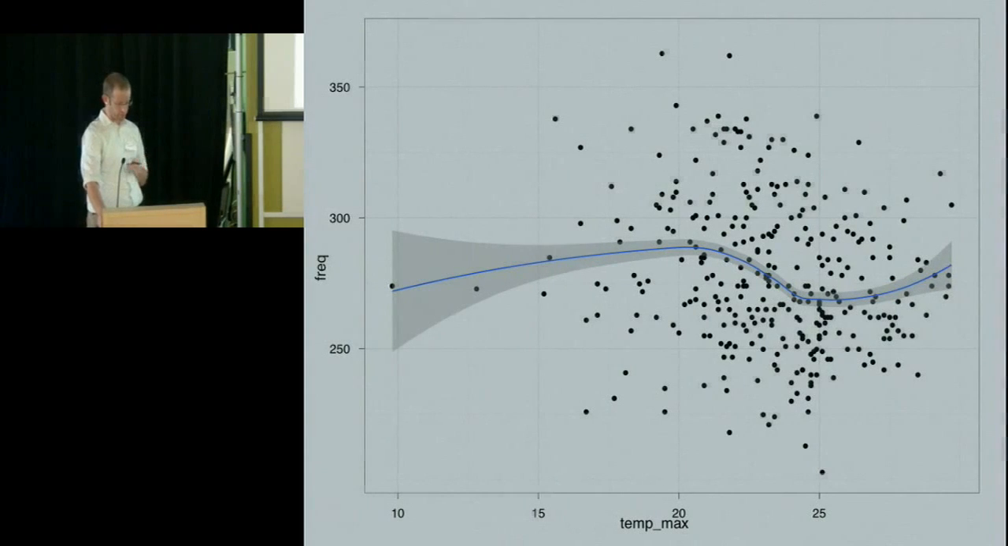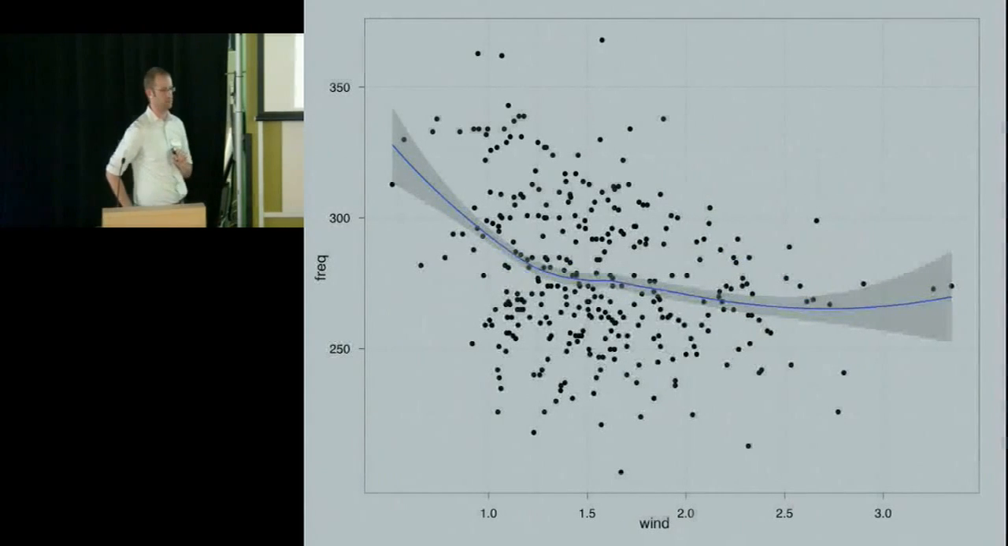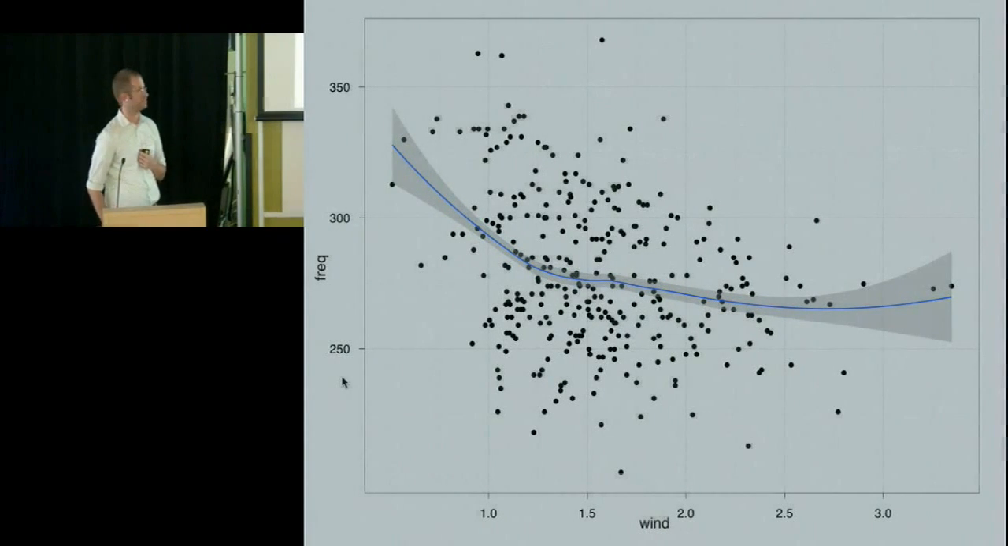But the one plot that really was interesting to me is this plot. Here we've got wind speed on the x-axis and frequency of deaths on the y-axis. I think this is pretty interesting because it seems to be showing that as it gets windier, fewer people die.